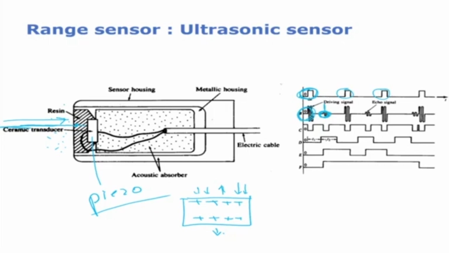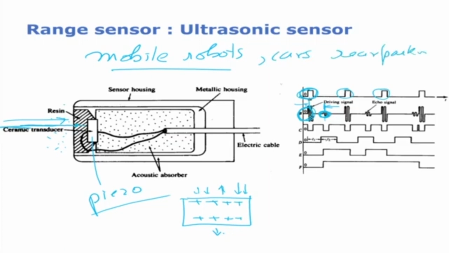Now if I know the time duration between these two signals, then I know how far the wave has gone, or where the object in front is, because I know the speed of sound in air. Depending on how much time it took to go to the object, hit and come back, that will tell me how far the object is. Now this is very commonly used in mobile robots. Most mobile robot applications use ultrasonic sensors. Today even cars use ultrasonic sensors in rear parking, and this is used not only by students but also in industries. And this is very, very cheap.